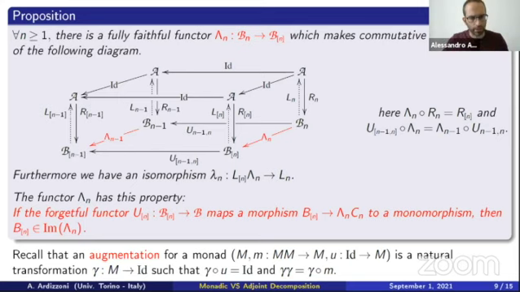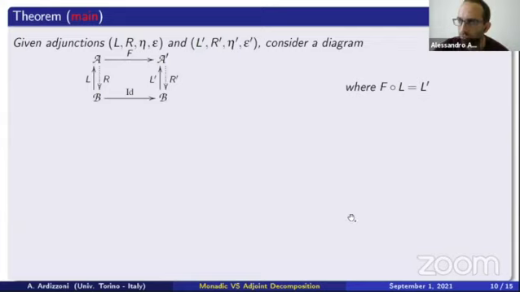I just recall here the notion of augmentation for a monad, which is just the analog of the notion of augmentation for an algebra. So it's a natural transformation from the monad to the identity, which is compatible in this way with respect to unit and multiplication. And we can state a result that helps us in the direction of constructing gamma.